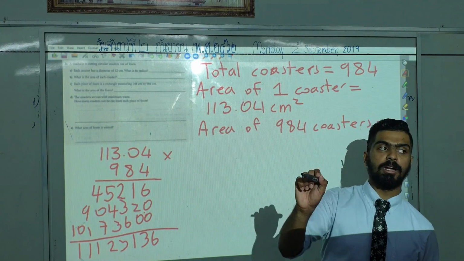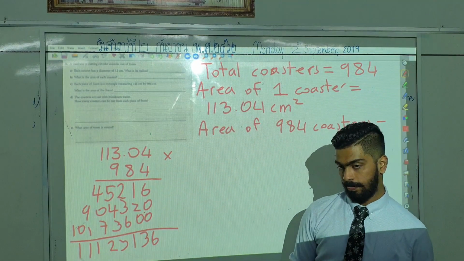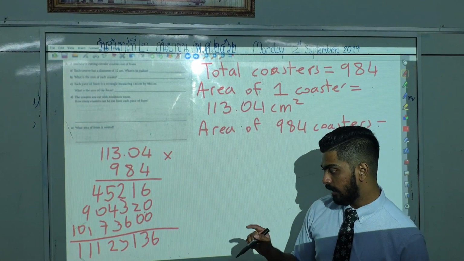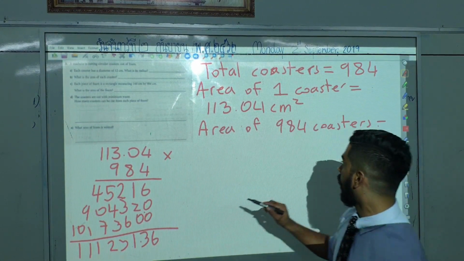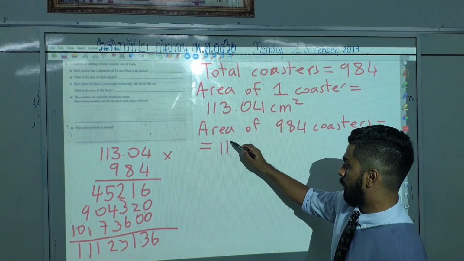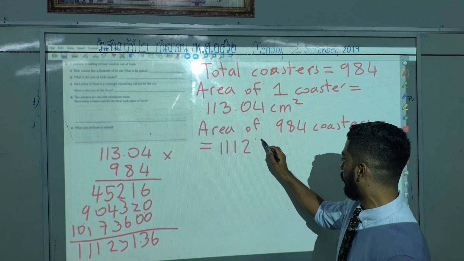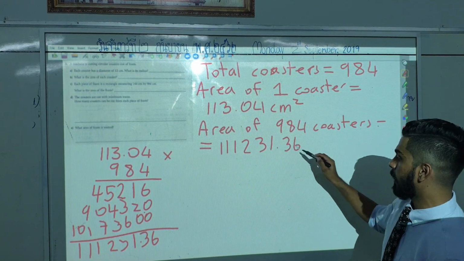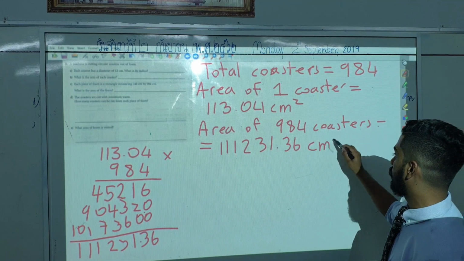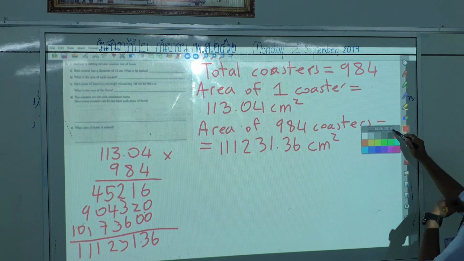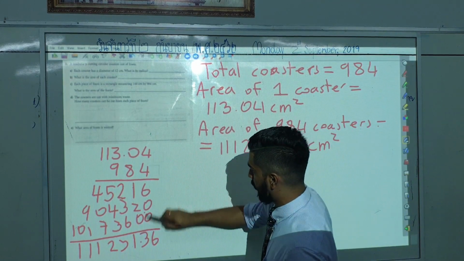Where will I put the decimal? In front of 3. This 3. Very good. So the area of the coasters is 123,136 cm square. Very good. Now, not yet finished. I told you this is a long and complicated one.